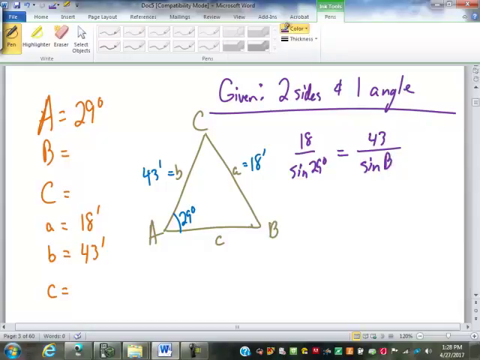B. Now, when we are looking for an angle, what we're really finding here is the sine of an angle. So there's going to be some additional steps after we do the cross multiply and divide. So we're going to cross multiply. Sine of 29 times 43 and then divided by 18.